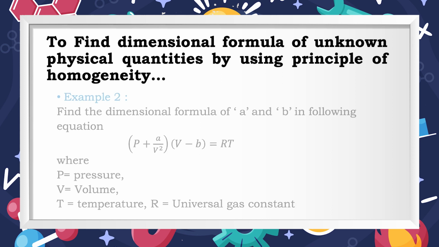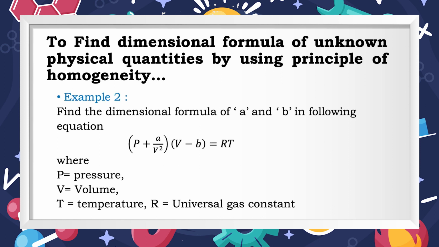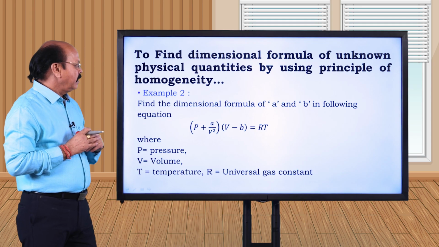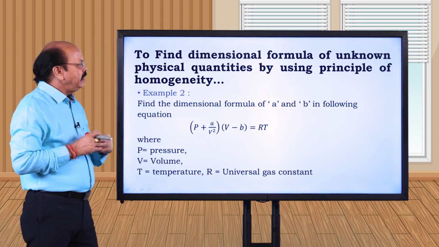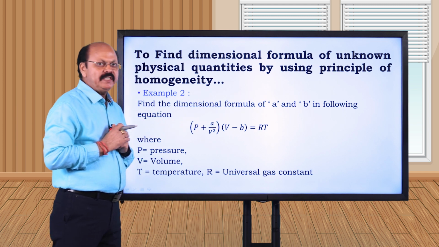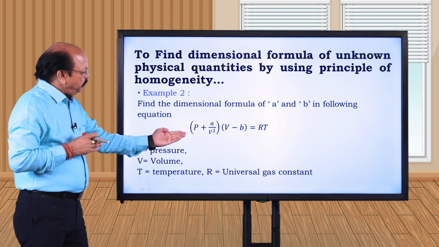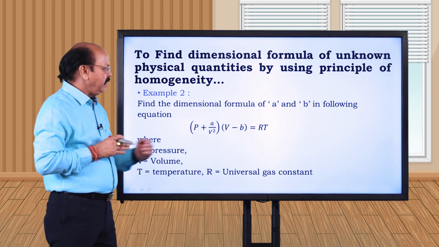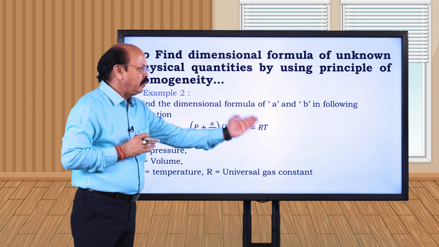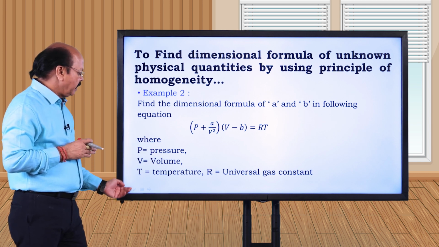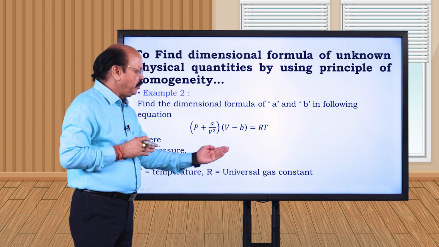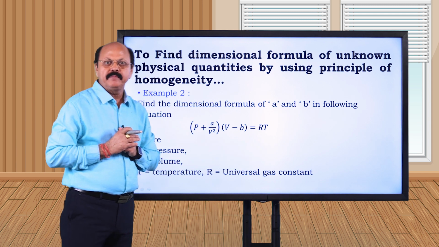We will take one more example to find the dimensional formula of unknown physical quantities. Now, we take example 2. Find the dimensional formula of a and b in the following equation. Here a and b are the unknown physical quantities. (P + a/V^2)(V - b) = R T, where P is pressure, V is volume, T is temperature, R is the universal gas constant.